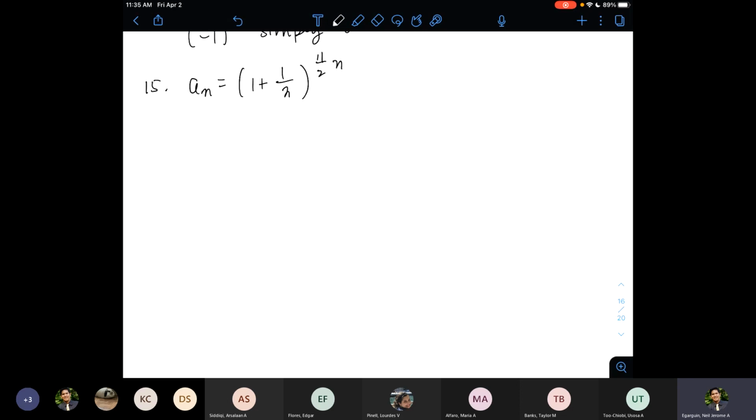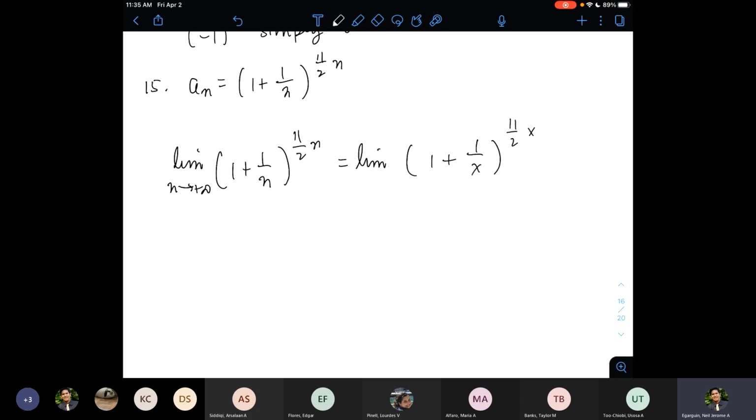Because here, ideally, what you'll do is to take the limit of an expression raised to 11 over 2n as n goes to infinity, right? And then you'll say that, okay, I'll transform it to its real valued counterpart so that I can use L'Hopital's rule on how to solve this problem, all right?